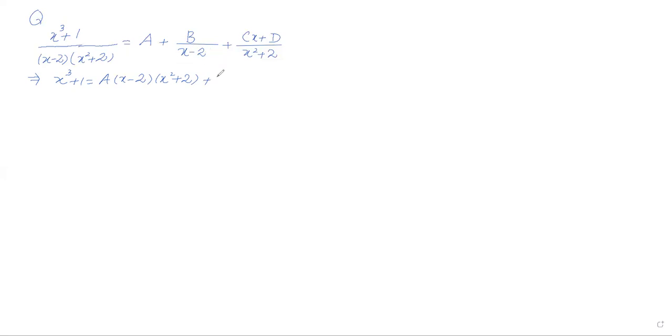Similarly, this will multiply the B. So I will get B times x minus 2 into x squared plus 2. The second fraction will remain as it is. There will be no change. And the denominator of the second fraction, that is x minus 2, will remain as it is. Plus the third fraction, that is Cx plus D.